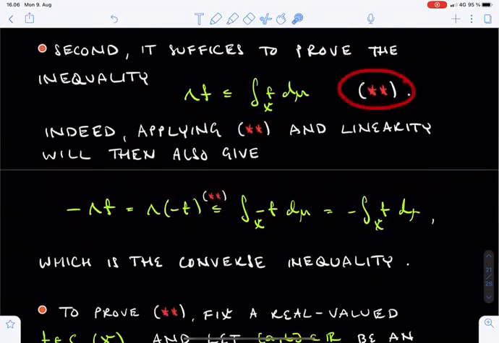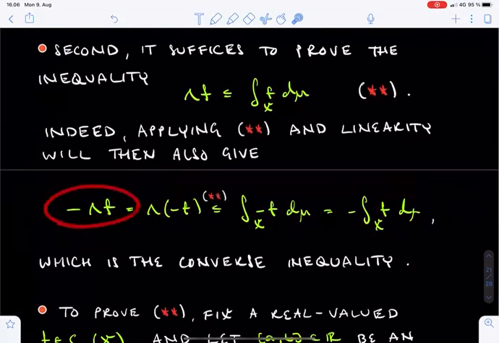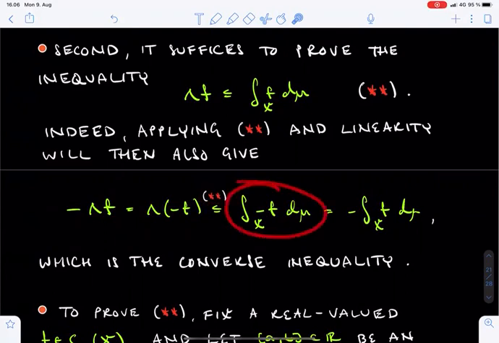Indeed, if we have this inequality, let's call it double star, established for all continuous real-valued functions f, then we may easily deduce the converse inequality applying the linearity of lambda. Note that minus lambda of f equals lambda of minus f. And if we already know double star for all continuous functions, then this real number is bounded from above by the mu integral of minus f, which is the same as minus the mu integral of f. Now, if you multiply both sides by minus 1, you find the inequality which is converse to double star.